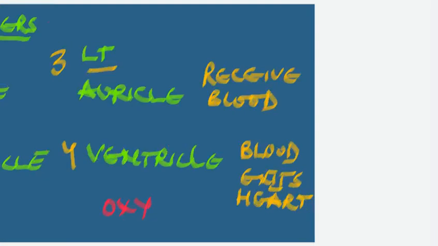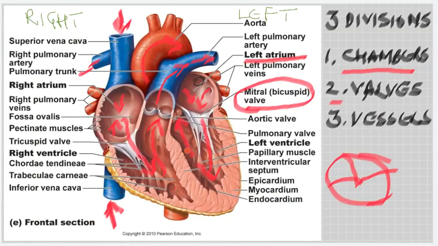Now let us look at some other valves. Now again, let us start from the left side of the human heart. When the blood is pumped by the left ventricle, when the left ventricle contracts, the AV valve, the mitral valve or the bicuspid valve, it's one and the same thing, is closed. When it is closed, the blood is pumped.